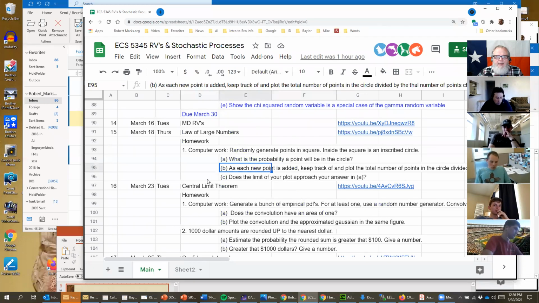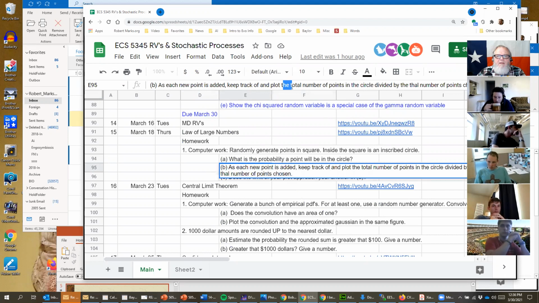And I want you to write a computer program to generate random numbers to put points randomly in the square. And I want you to keep track of the percent that are in the circle. And then I would like to, I should say percent here. I had total number, but this should be percent.